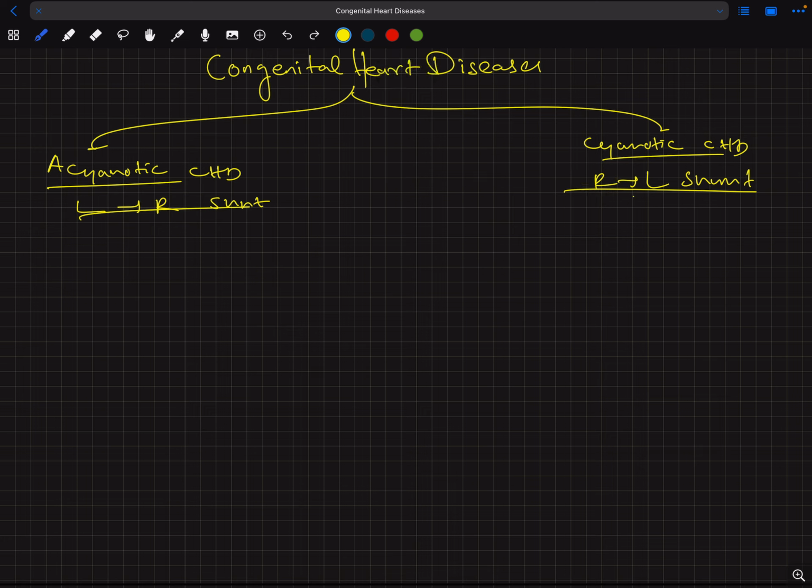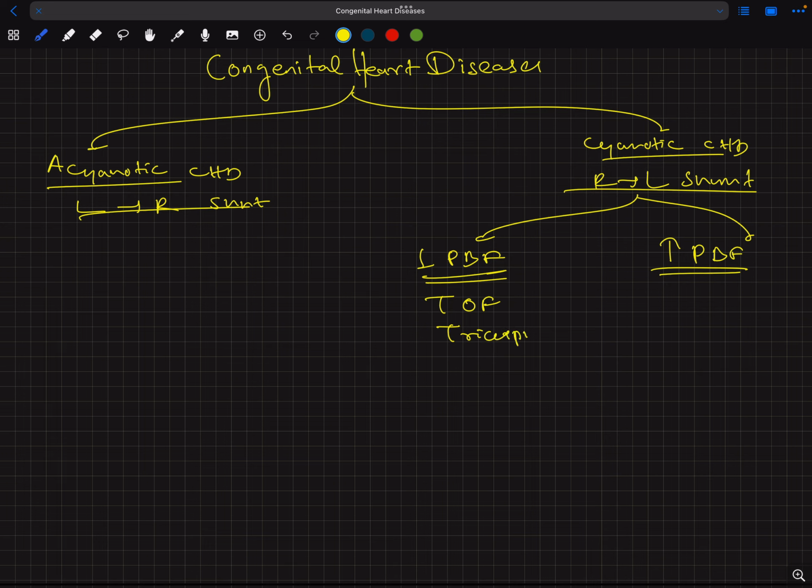Cyanotic congenital heart disease can be divided into two types. In some cyanotic heart diseases there is decreased pulmonary blood flow, and in some diseases there is increased pulmonary blood flow. So what are the cyanotic congenital heart diseases in which there is decreased pulmonary blood flow? They are tetralogy of Fallot, tricuspid atresia, and Epstein's anomaly.